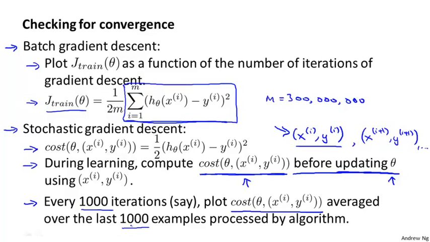So in contrast to computing J train periodically, which needed to scan through the entire training set, with this procedure, as part of stochastic gradient descent, it doesn't cost much to compute these costs right before updating the parameter theta. And all we're doing is every 1,000 iterations or so, we just average the last 1,000 costs that we computed, and we plot that. And by looking at those plots, this will allow us to check if stochastic gradient descent is converging.